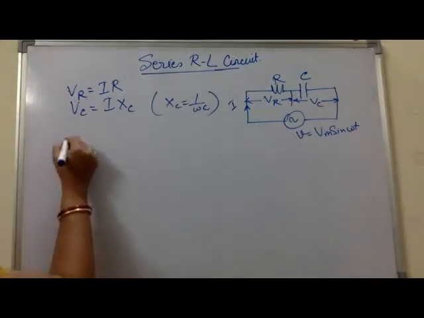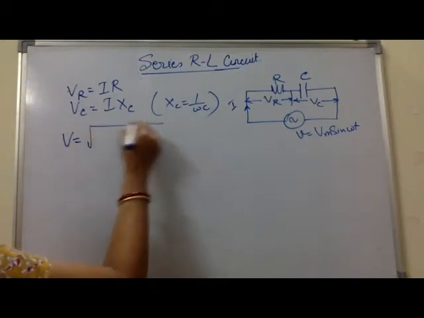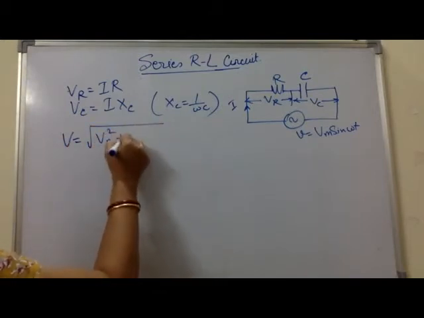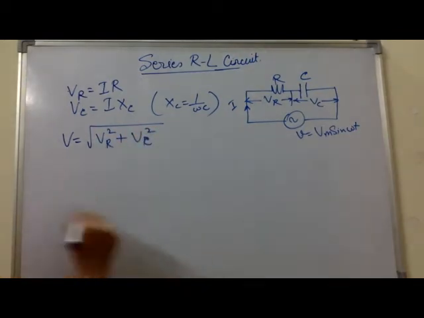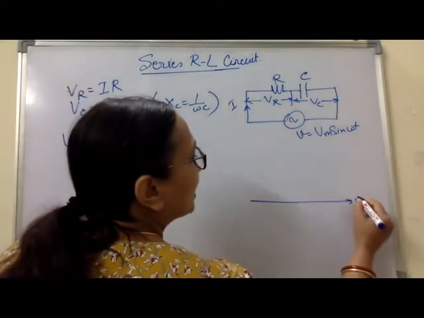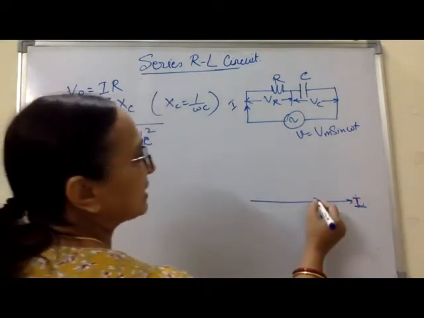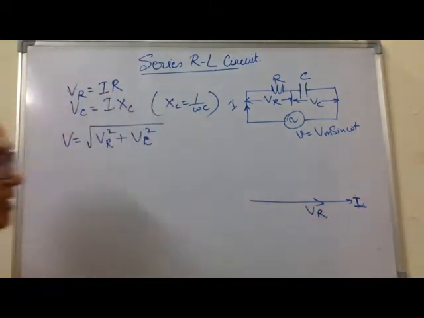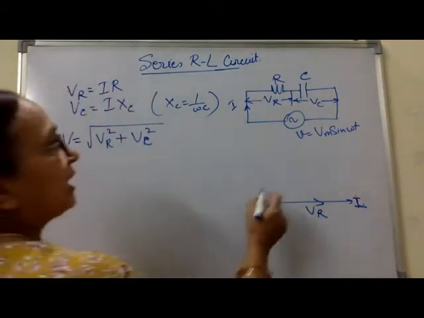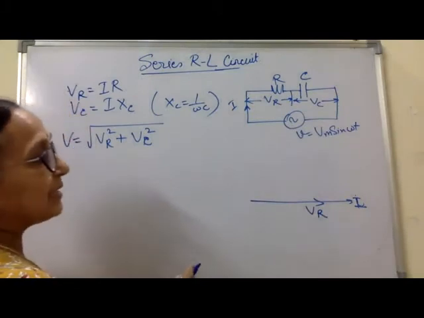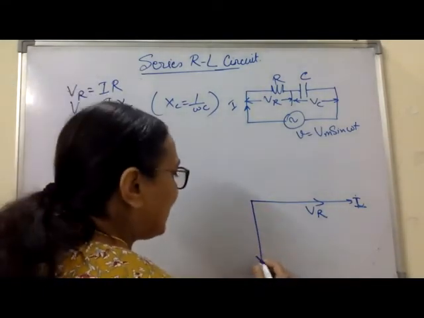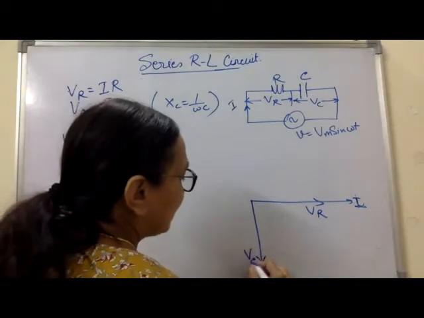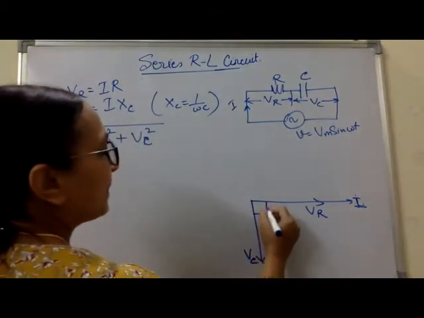Therefore, the applied voltage V will be again the phasor sum of the voltage drop across the resistor plus the voltage drop across the capacitor. In the series circuit the current is the same. The voltage across the resistor will be in phase with the current, while for the capacitor, the current leads the voltage. Therefore, the voltage will lag the current, and this is your VC.